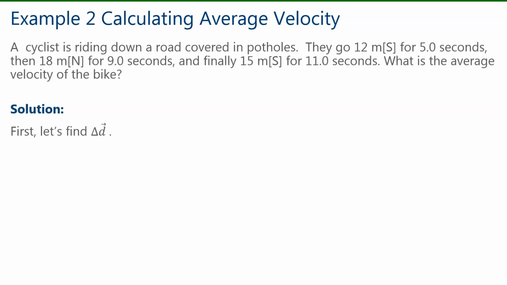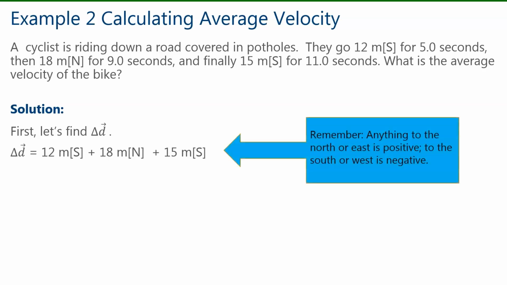For our solution, first we need to find the change in displacement. Our displacements were 12 meters south plus 18 meters north plus 15 meters south. Remember, anything to the north or east is considered positive, and to the south or west is negative. So we're going to put in our signs and then add these together. We have negative 12 plus positive 18 plus negative 15 gives us negative 9 meters, or 9 meters south.